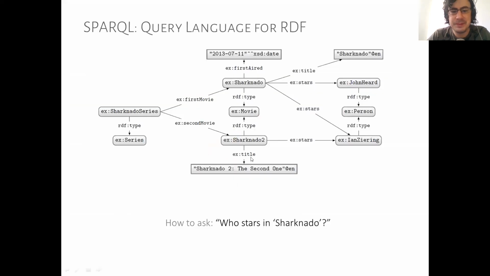So here we have some example data that we've seen before, which relates to the Sharknado series, my favorite series of movies. We see Sharknado series as first movie, second movie, some of the people who star in these movies, the date of this movie, the names of the movies. And now we wish to ask who stars in Sharknado. So here's the movie Sharknado, and we would expect John Hurd and Inzering to be answers. So how do we write this sort of query down?